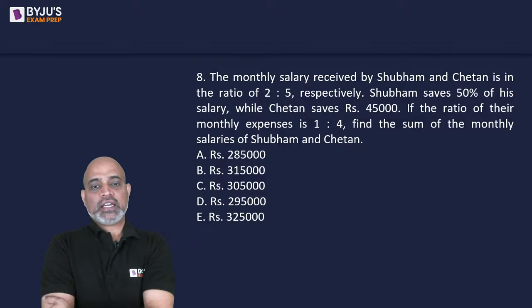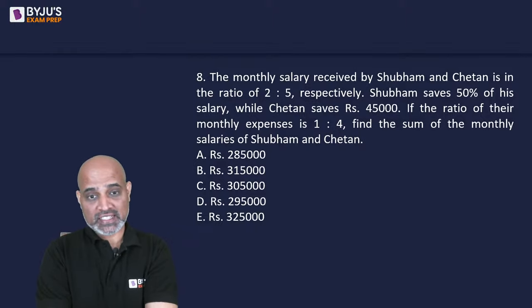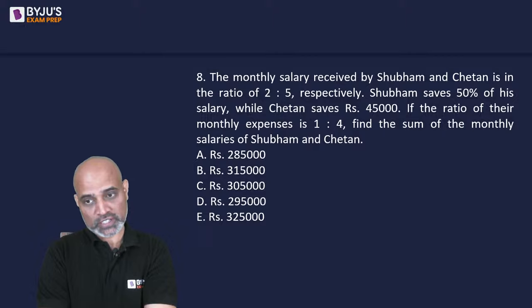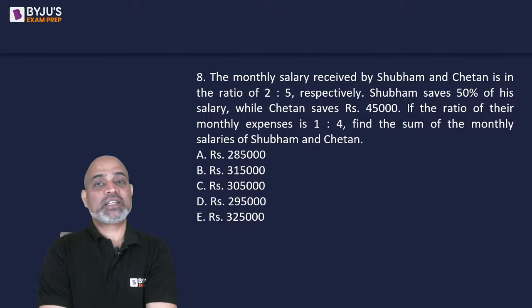Next, the monthly salary received by Shubham and Chetan is in the ratio 2:5, respectively. Shubham saves 50% of his salary, while Chetan saves rupees 45,000. If the ratio of their monthly expenses is 1:4, find the sum of the monthly salaries of Shubham and Chetan.